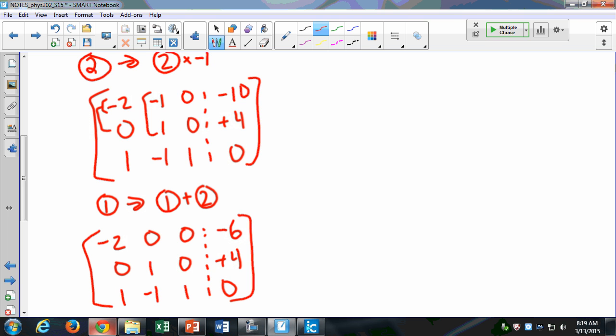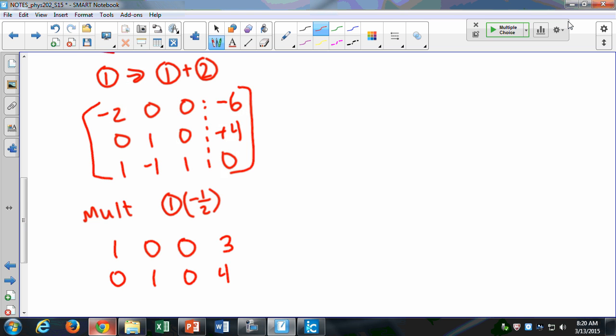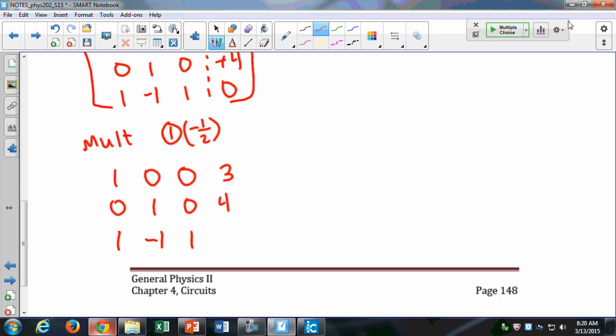You probably see the next step. What's the next step I want to do to row 1? Multiply by negative 1/2. So I'm going to multiply row 1 times negative 1/2. And that'll give me 1, 0, 0, 3, 0, 1, 0, 4, 1, negative 1, 1, 0. All right, so I already have answers for I1 and I2 here, which I've already found by substitution.